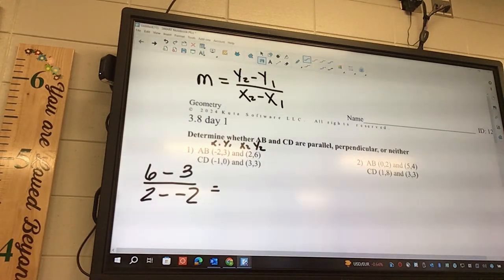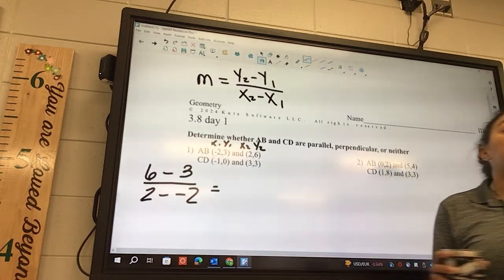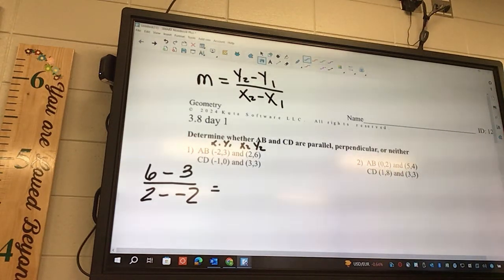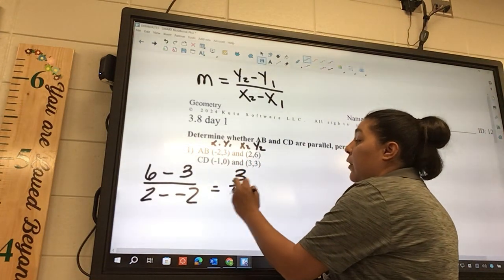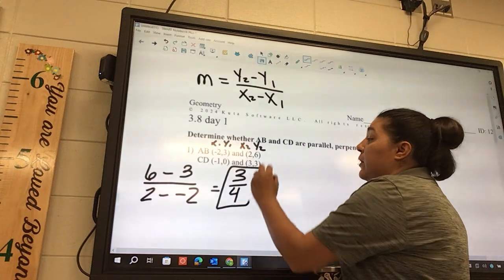There you go. Okay, so we want it as a fraction, not as a decimal, because when you're dealing with slope, we always use the fraction, not the decimal. So the fraction was what? 3/4. Okay, so this one we know is 3/4.